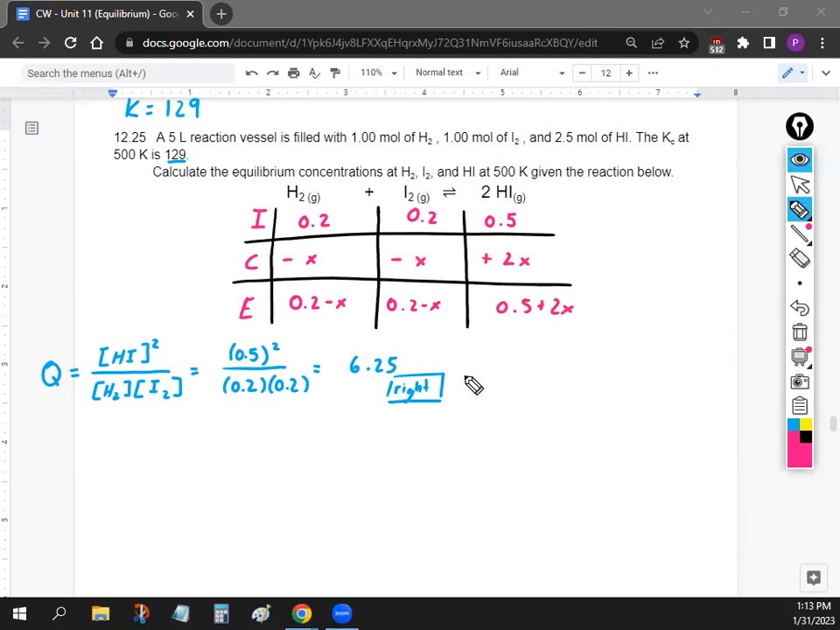All right, so we got the equations for our concentrations at equilibrium. And then from there, it's just a regular ice table problem. So we are going to take our K value, which is 129, and then we can basically use this equation again. We're going to take 0.5 plus 2x, squared on the top, divided by 0.2 minus x times 0.2 minus x.